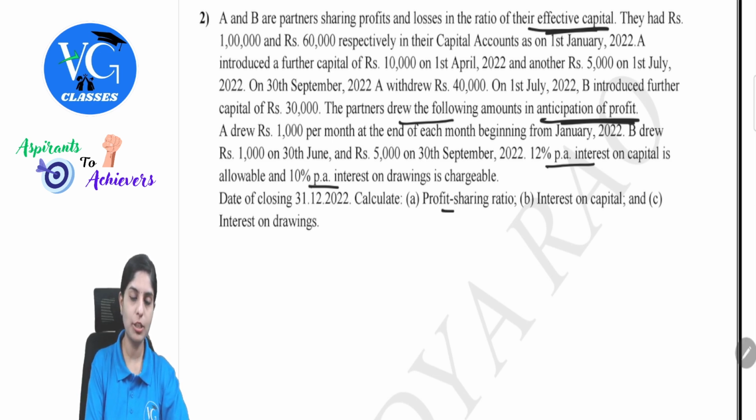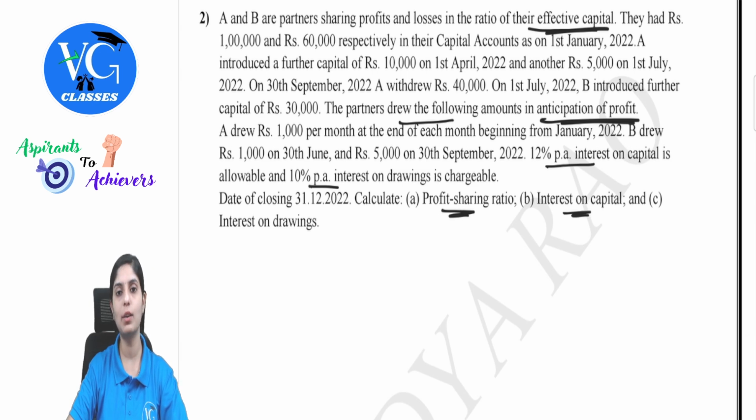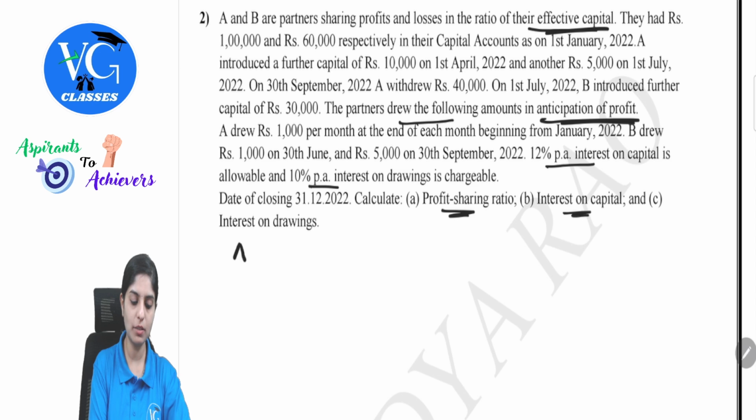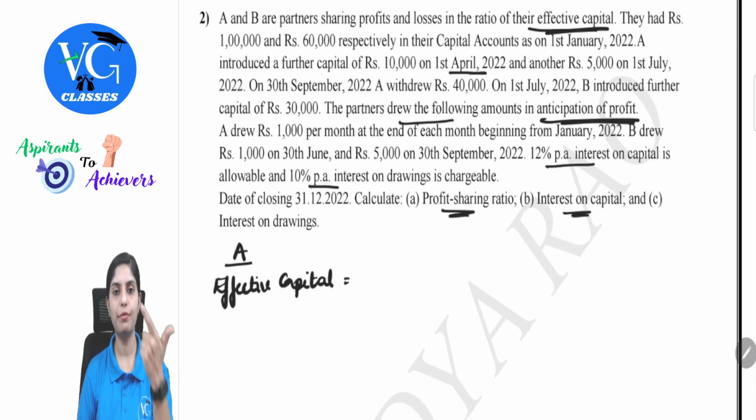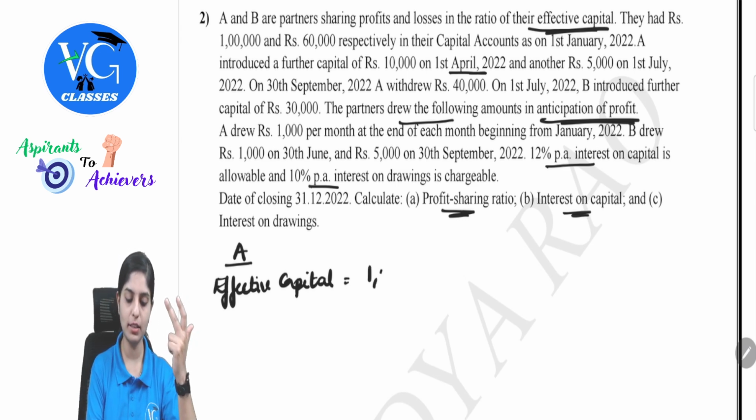Calculate what? First, profit sharing ratio, that is based on capital, then interest on capital and interest on drawings. So like we did in the previous question, we will have to first calculate effective capital. First for partner A, effective capital. They had 1 lakh. 1 lakh was on 1st of Jan. 1 lakh was present in the business until when? Introduced a further capital of 10,000 on 1st April. So Jan, Feb, March. So 1 lakh is present for how many months? 3 months.